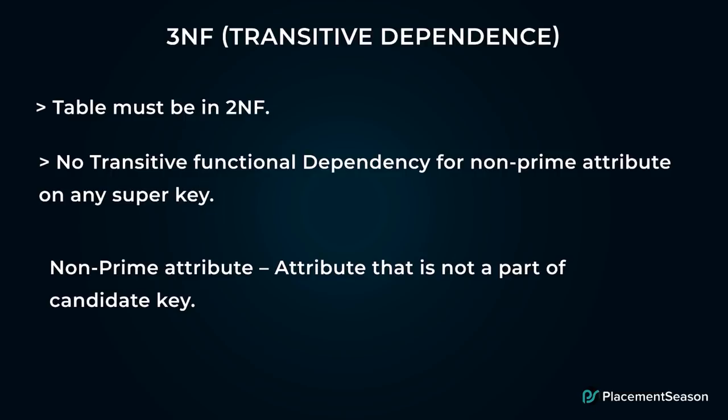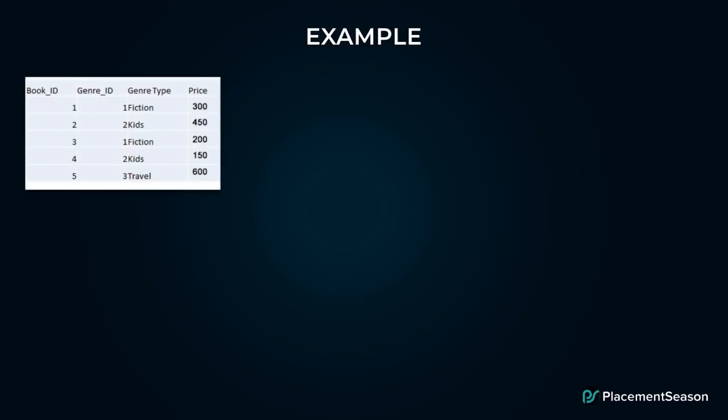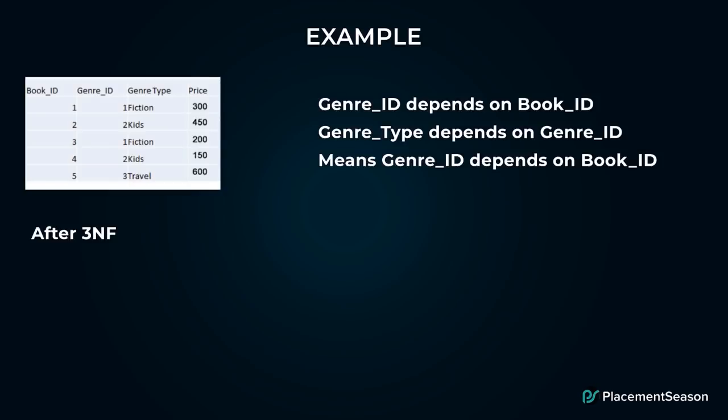Let's look at an example for better understanding. So consider a table. It has book ID, genre type, and genre price. Here book ID is a primary key. So the genre ID depends on book ID. But the genre type does not directly depend on book ID. It depends on genre ID. Genre ID depends on book ID. So indirectly genre type is depending on book ID. This is transitive dependency.